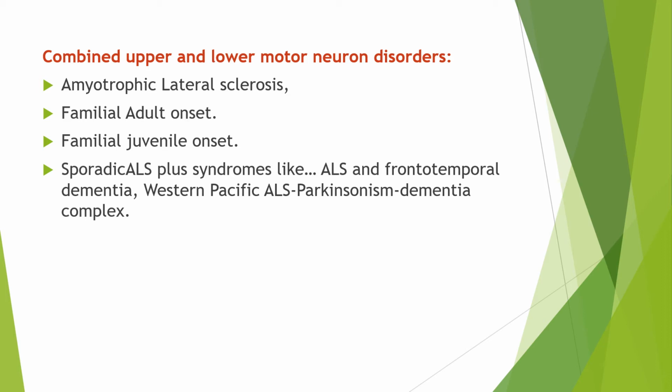So combined upper and lower motor neuron disorders, in which amyotrophic lateral sclerosis, as I mentioned earlier, it may be familial adult onset or it may be familial juvenile onset. Some of the cases are sporadic, plus other degenerative symptoms known as sporadic ALS plus syndrome, like ALS and frontotemporal dementia, Western Pacific ALS, Parkinsonism, dementia complex, in which Parkinson-like features are also present.